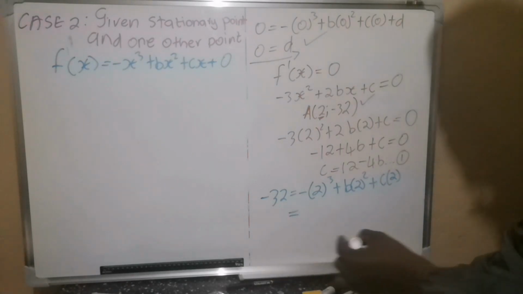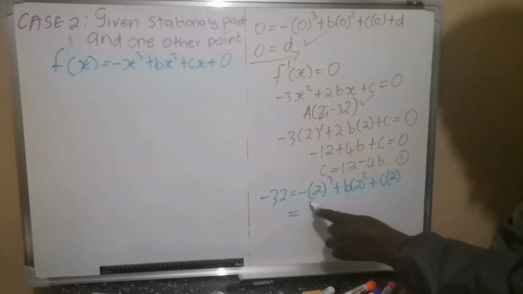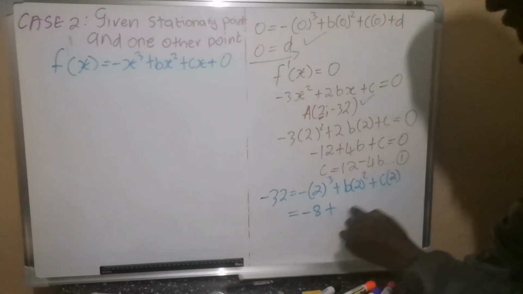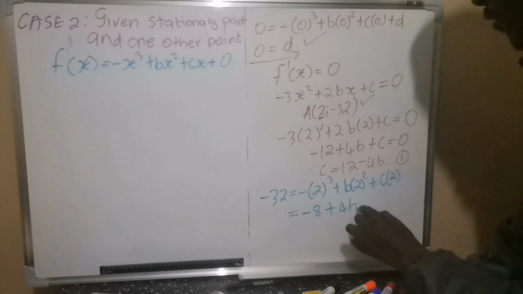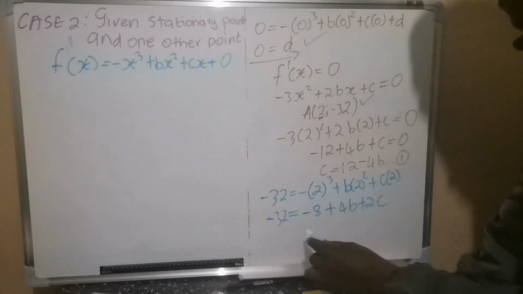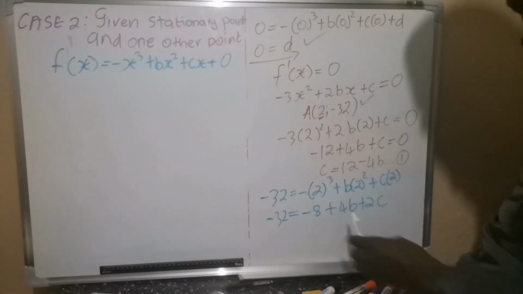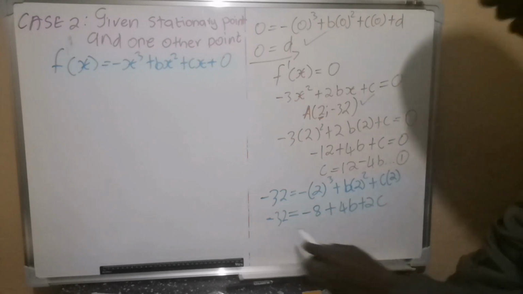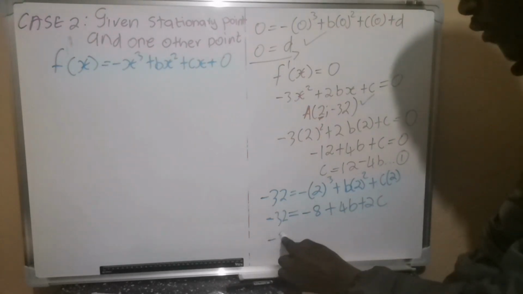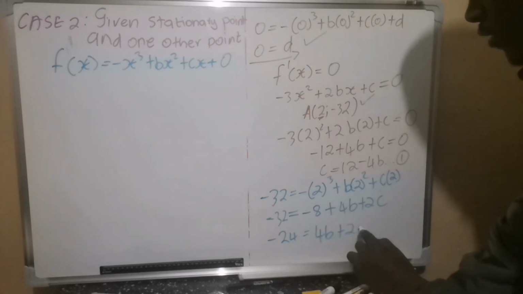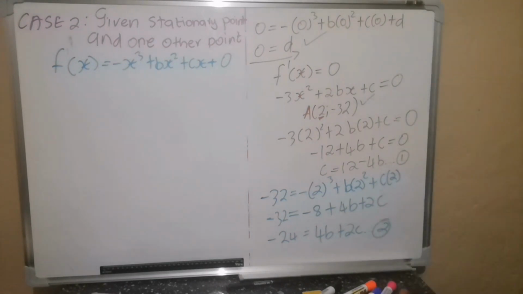Then negative 2 cubed is negative 8. It's negative 8 plus 2 squared is 4b plus 2c. Then we left it at negative 32. Negative 32 plus 8 is negative 24, equal to 4b plus 2c. This is my equation number 2.